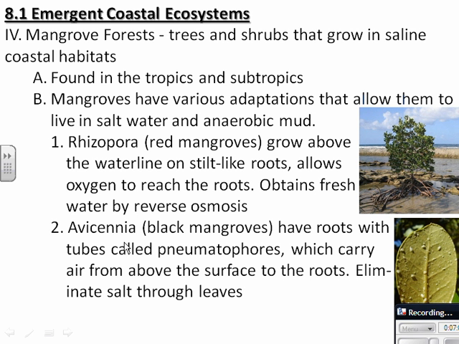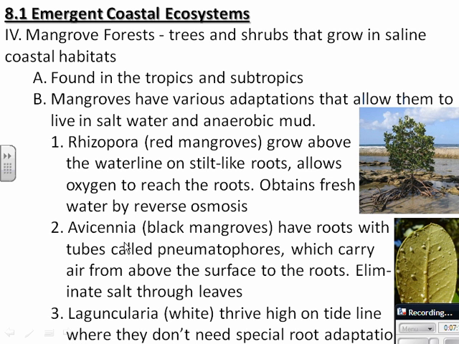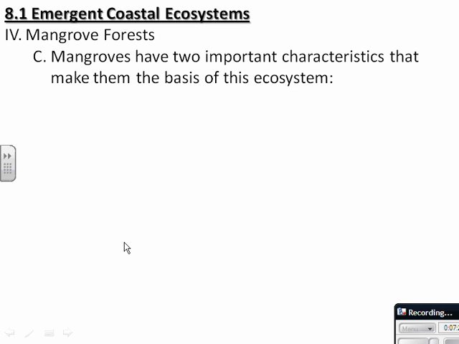Avicennia, or the black mangrove, is interesting because it has pneumatophores, or snorkels, that stick up from its roots to get oxygen. And the white mangrove basically doesn't live in the anaerobic mud. It thrives high on the tideline, so they don't need any of those special root adaptations that we've been talking about here. Now, mangroves have two important characteristics that make them the basis for this ecosystem.